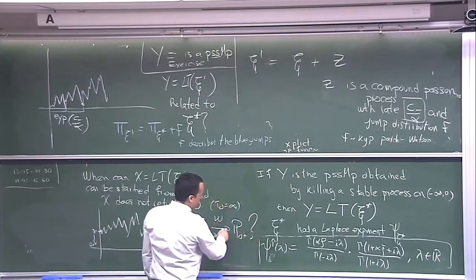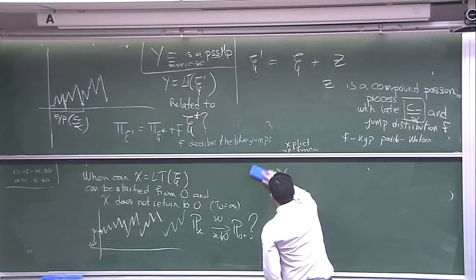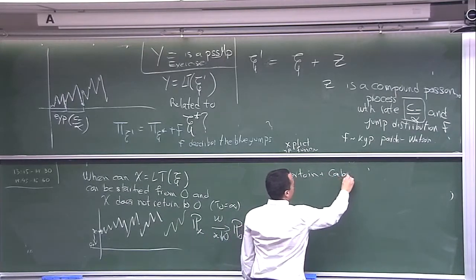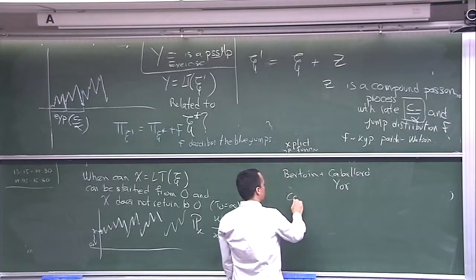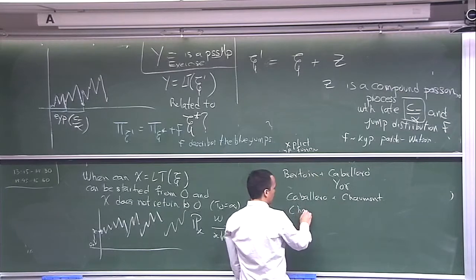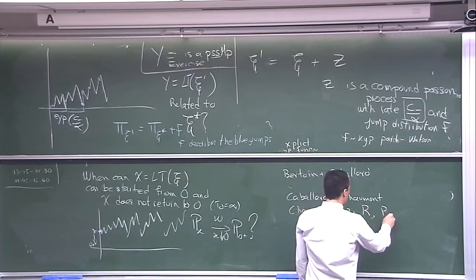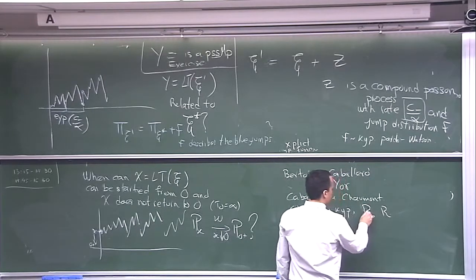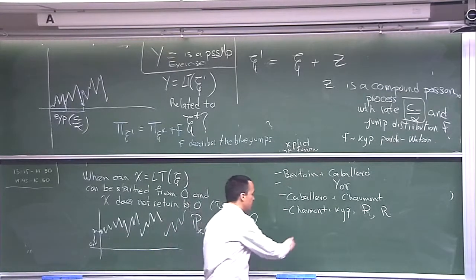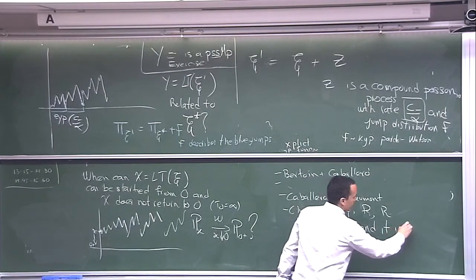So the question is whether we can do that, and the answer was obtained by many people. So it was Bertrand and Caballero, and then Bertrand and Jor, and then Caballero and Chaumont, and then Chaumont, Cipriano, myself, and Pardo Rivero. In a series of papers, we prove that P0 exists and it is non-degenerate.